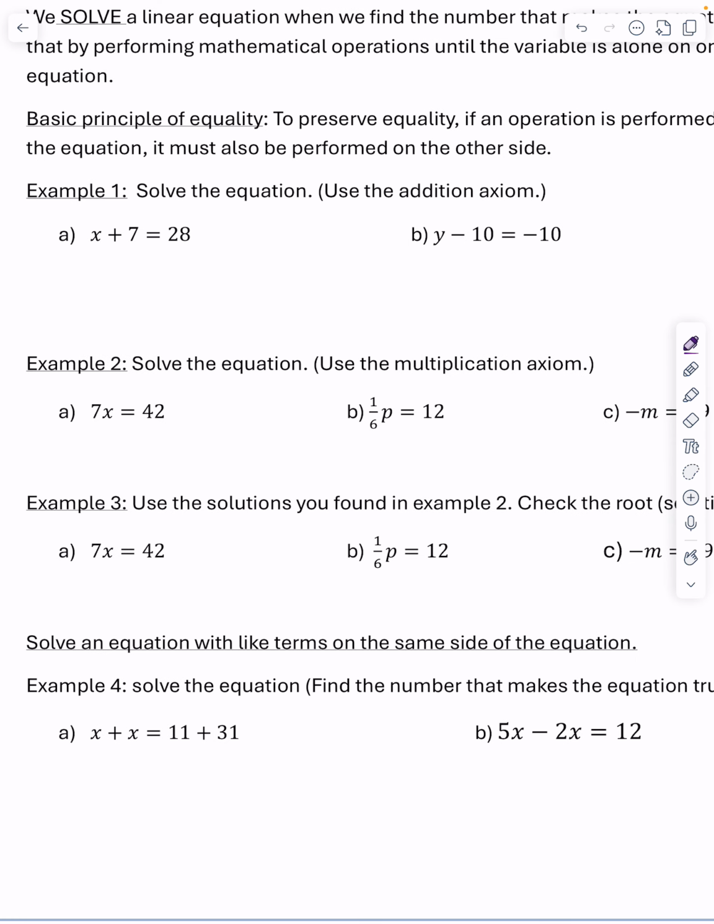So take a look at example 1. We're going to use what's called the addition axiom. Mathematically, it says if I have an equation where two sides are equal to each other and I add the same thing to both sides, then my new equation will also have the same solution. It's also going to be equal. Now keep in mind, we can always write a subtraction as an addition. So when we say addition, we're also saying we can subtract the same thing from both sides, and we're still good.